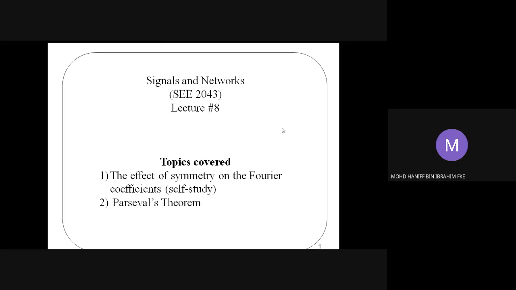So for today we're going to proceed with the topic of Parseval's theorem. Basically there are two topics in lecture 8, but I'm going to cover only the second part, which is Parseval's theorem. For the effect of symmetry on the Fourier coefficients, I believe you can learn this on your own, because it's just about the effect of the symmetrical nature of the signal on the Fourier coefficients. So I'm not going to cover this. Please read it on your own.